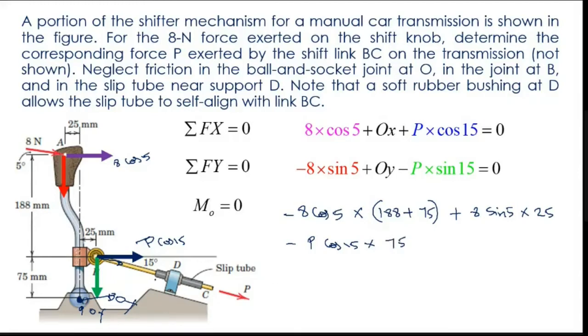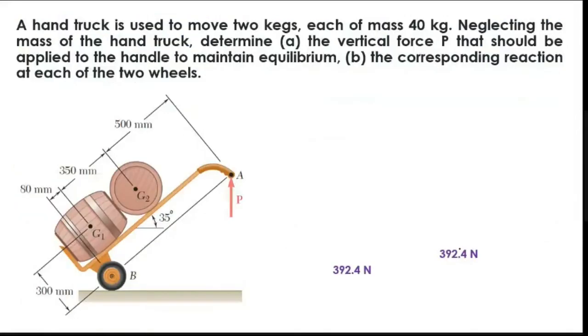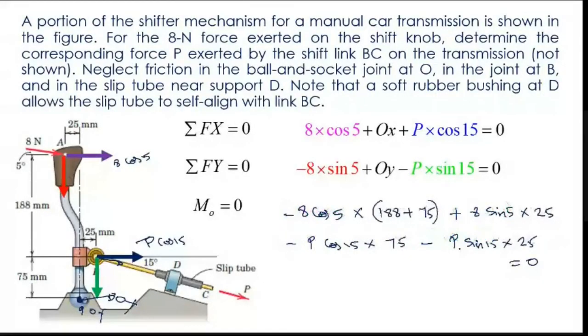Next, the vertical force, horizontal distance. The horizontal distance is 25. The rotation is also clockwise. So minus P sine 15 into 25. You equate all these to 0. So you have only one unknown, which is P. You can directly identify it, and when you solve it, you will get it.